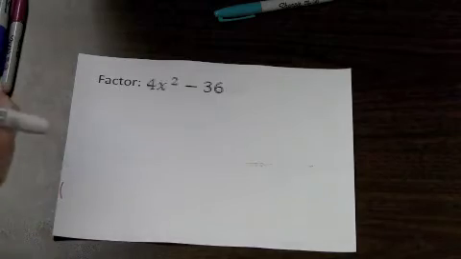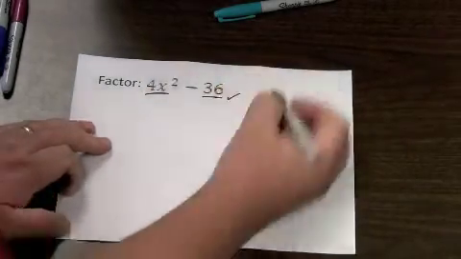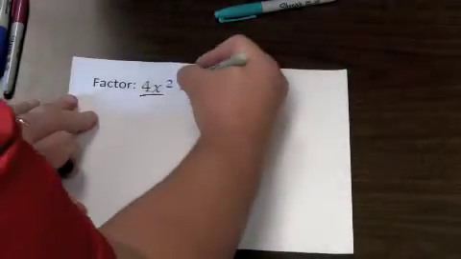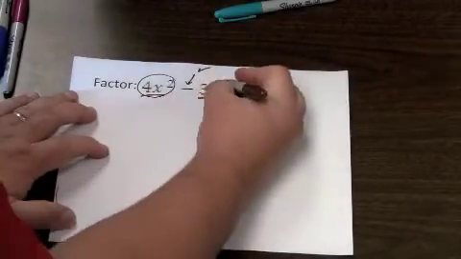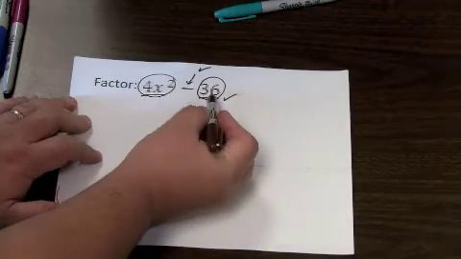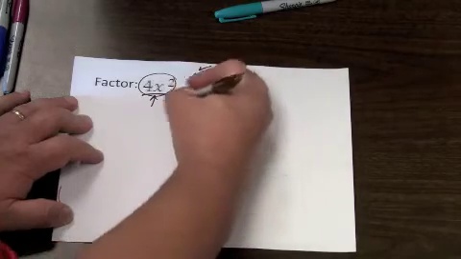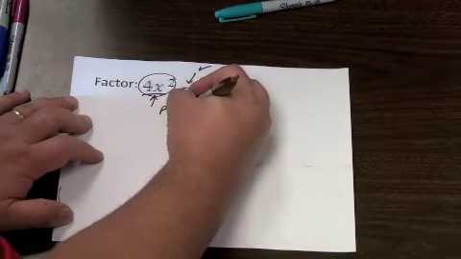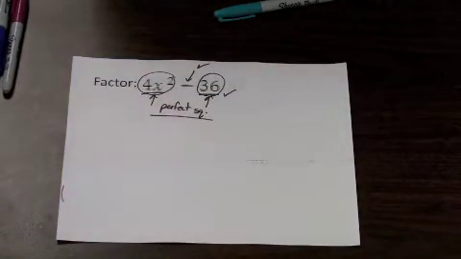Next problem states 4x squared minus 36. Let's go through our check system here first. Is it a binomial? 1, 2 terms. That's a check. Is it a difference? Sure is. That's a check. Is this a perfect square and is this a perfect square? Well, a little bit more work here. 4 is a perfect square, 36 is a perfect square, and x squared is also a perfect square. So they're both perfect squares. We're good to go. We're ready to factor now.